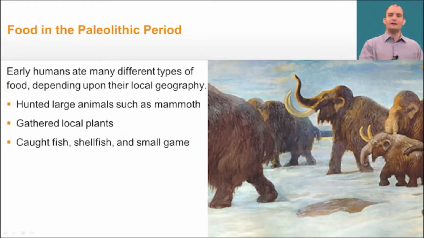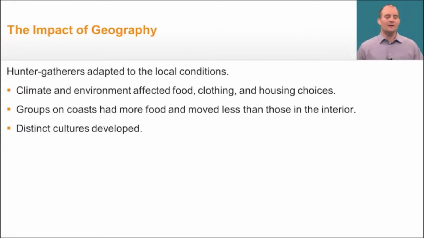In addition, they would also gather local plants, berries, or roots that were in their local geography. In addition, if they lived by the coast, they would catch fish, they would gather shellfish, and sometimes they would also hunt small game as well. Now, all this depended upon their geography. So you see that geography played a very important role in the life of early humans.